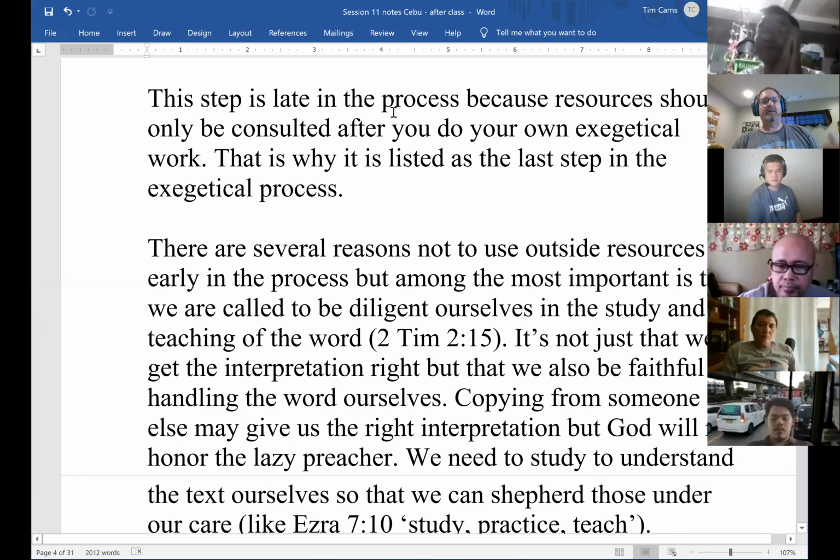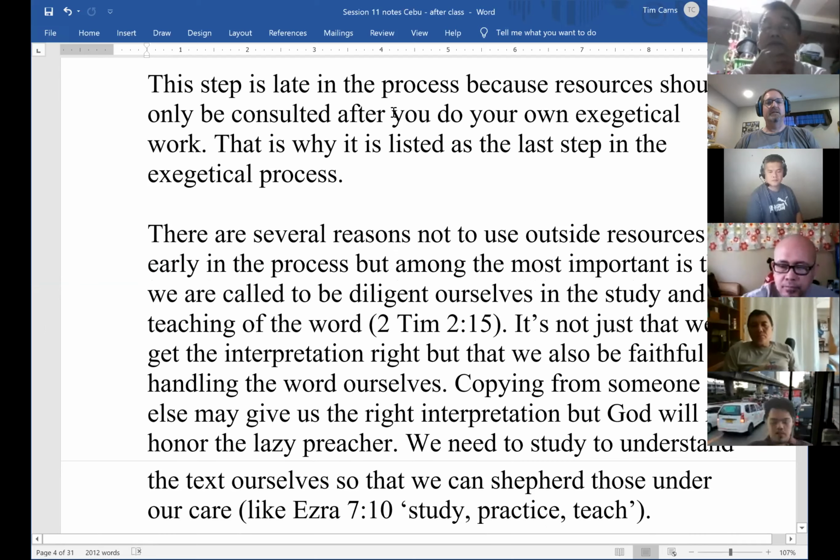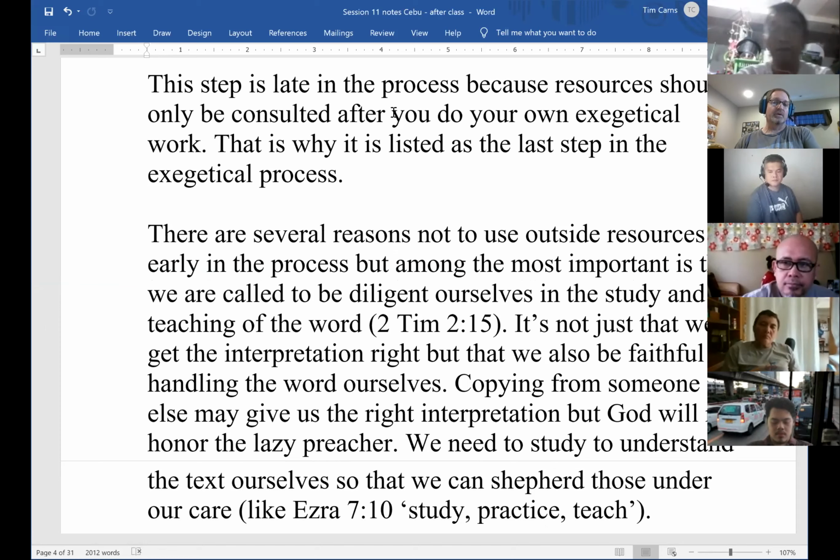Now, this step we have late in the process, again, because resources should only be consulted after you do your work. And there's a lot of reasons for that we talked about last time, but the one again that I want to really emphasize is the command that Paul gave to Timothy in 2 Timothy 2:15, that we need to be diligent to show ourselves approved, handling accurately the word of truth. And so this idea of just diligent, hard work, we must put in. Okay, Paul was telling Timothy, you have to be diligent.